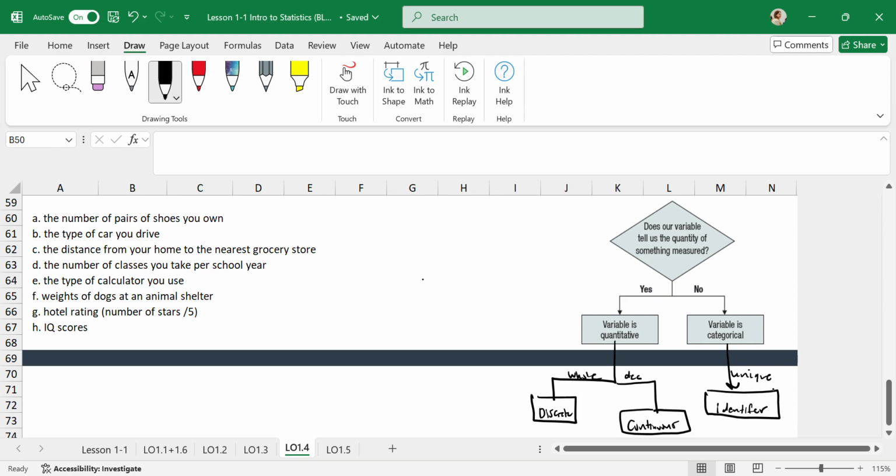Also, from categorical, you can get something special called an identifier, if you have a number that's unique to someone. So only one person per number or per item. That makes it an identifier variable.